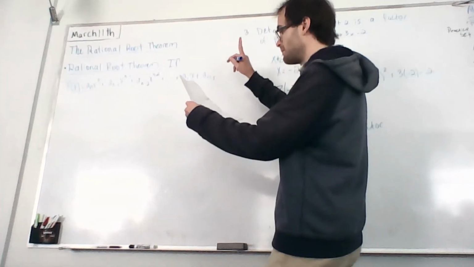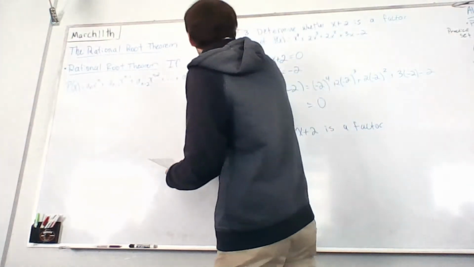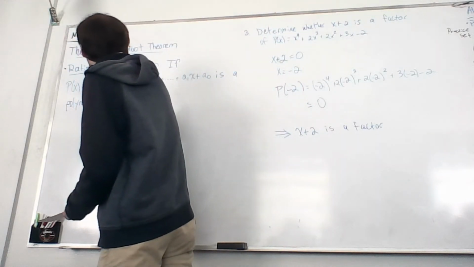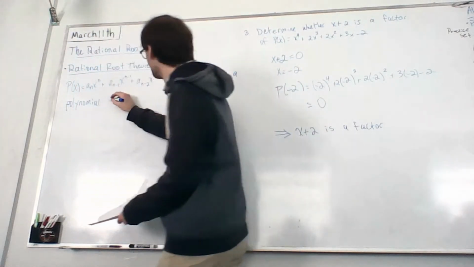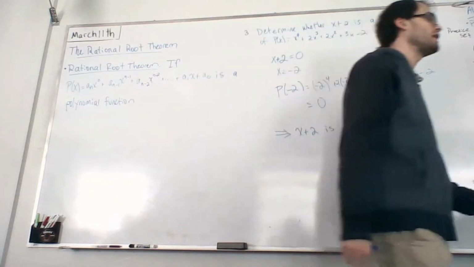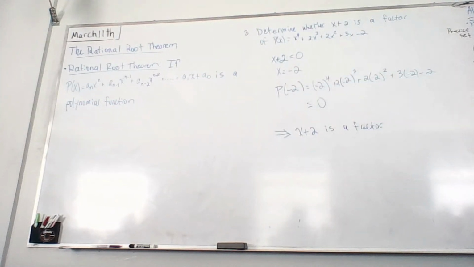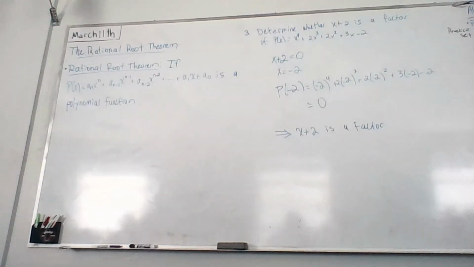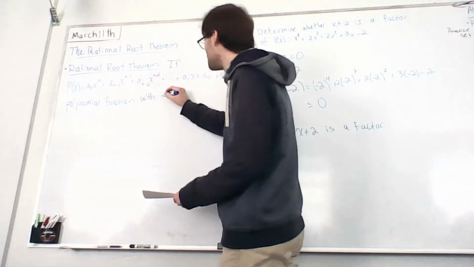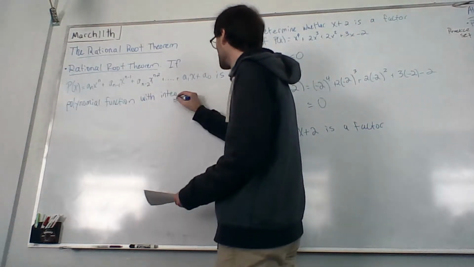if this is a polynomial function, okay, so all I've written so far is if I have a polynomial. That's all I've said. If I have a polynomial, I should specify with integer coefficients.